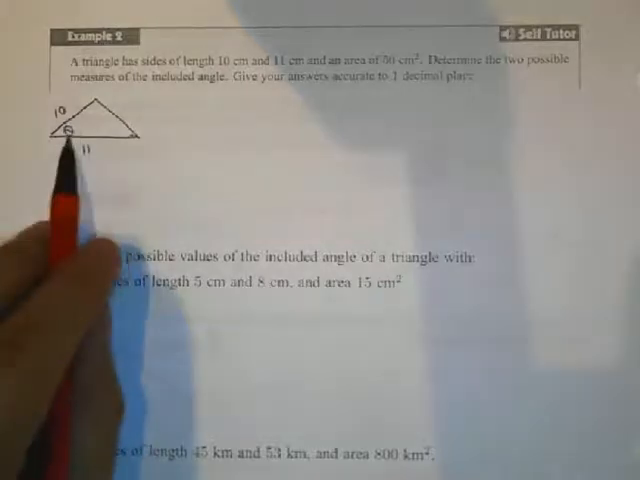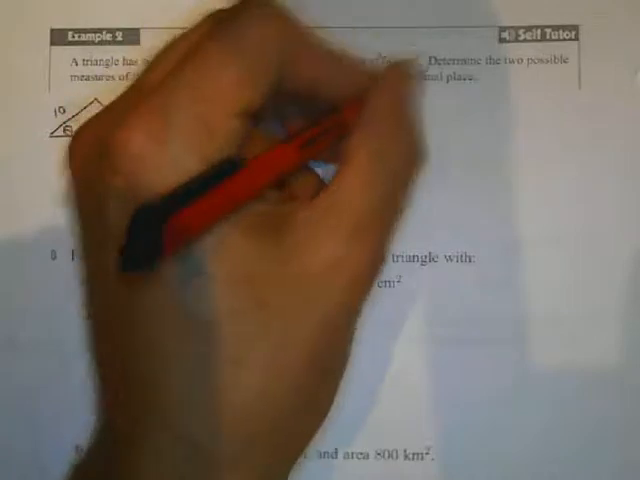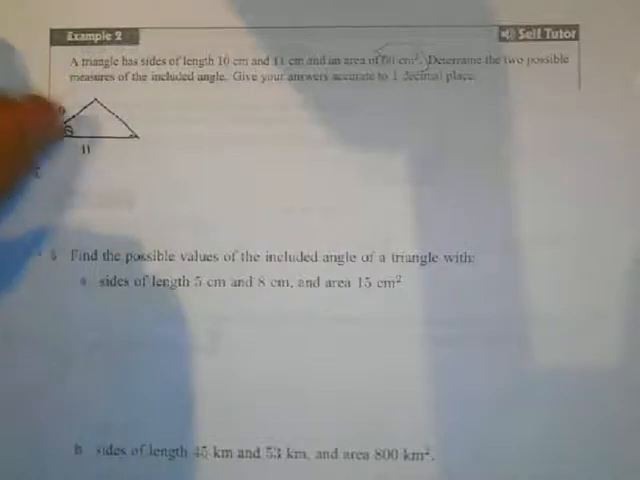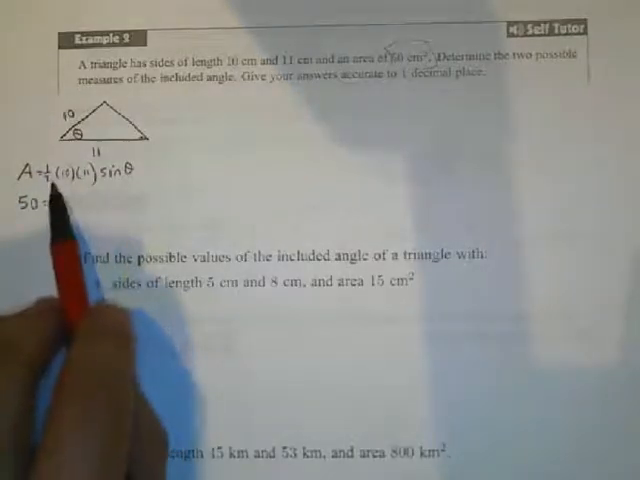I'm going to call it theta, which is like an O with a line through it. And we know that the area is 50 centimeters squared. So let's write our formula. Area equals 1/2 the two sides, which is 10 times 11, and then sine of our angle, theta. You know the area is 50, so I'm going to put that in there. 50 equals, and 1/2 of 10 is 5, and 5 times 11 is 55.